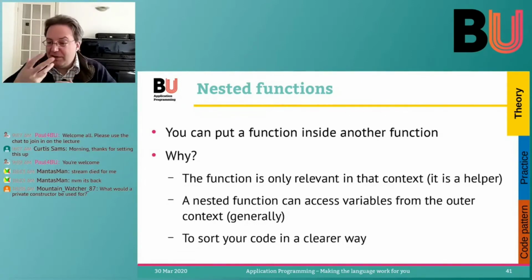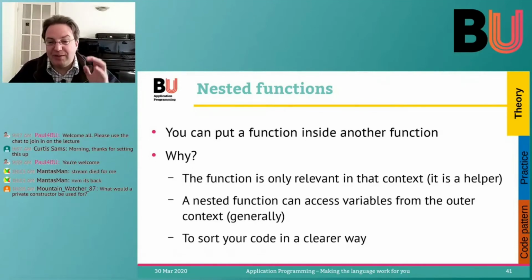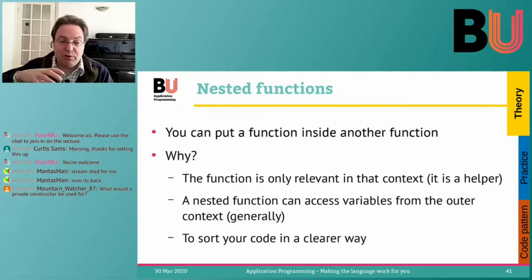And a nested function can also access the variables in the outer context. That's quite useful in many cases. And it also allows you to sort your code. So that means that a nested function is even invisible from inside the same class. It's more private than private. So it also makes it easy to organize your code.